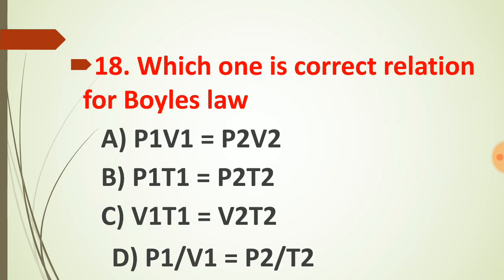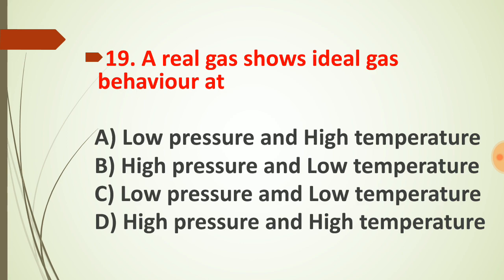Now let's move to this question number 18. Which one is correct relation for Boyle's law? We already know that P1 V1 is equal to P2 V2 is correct relation for Boyle's law. P1 V1 is equal to P2 V2. Now let us move to question number 19.